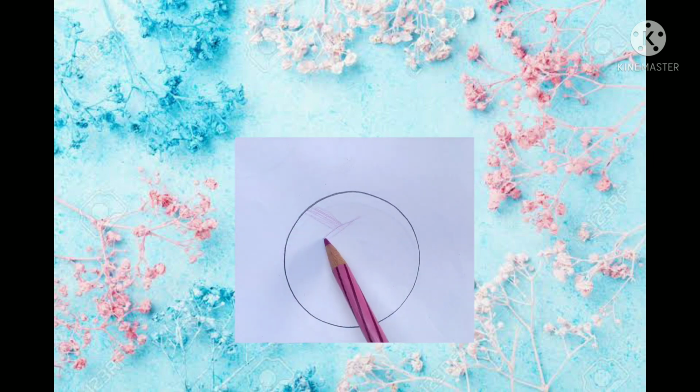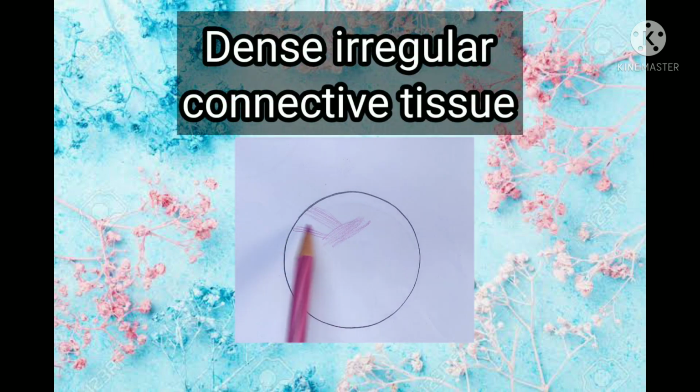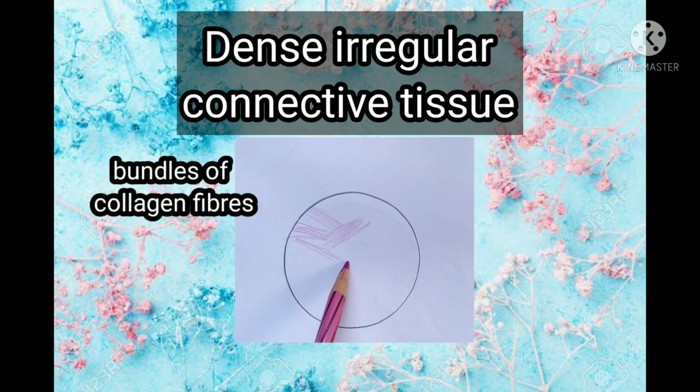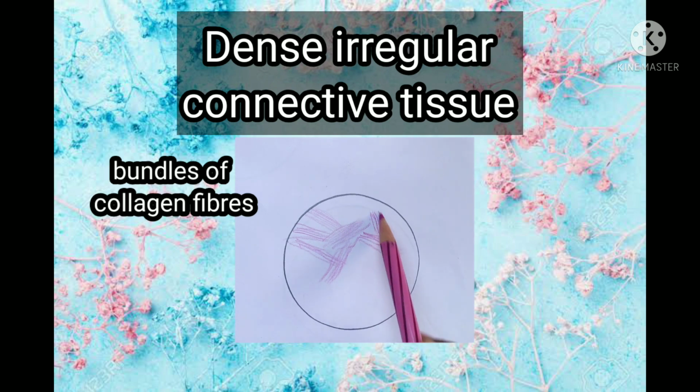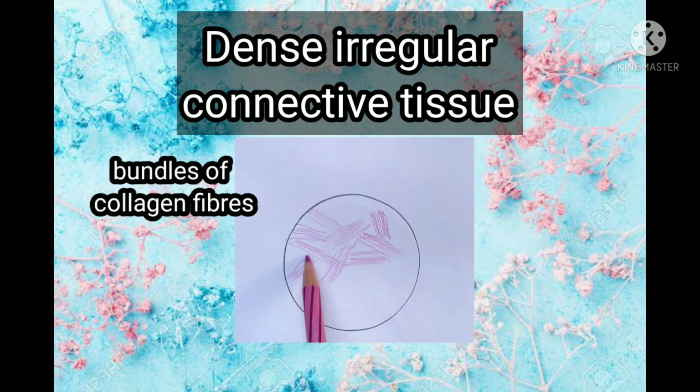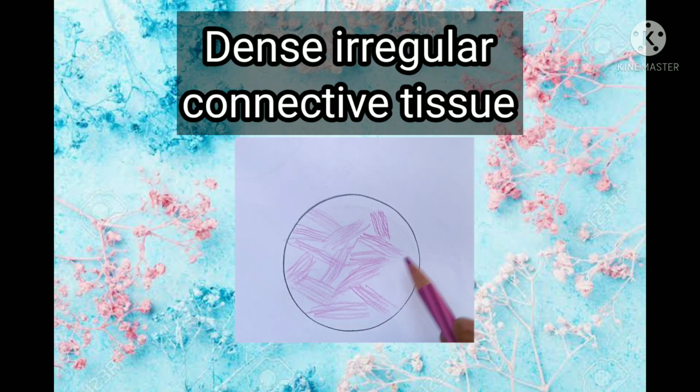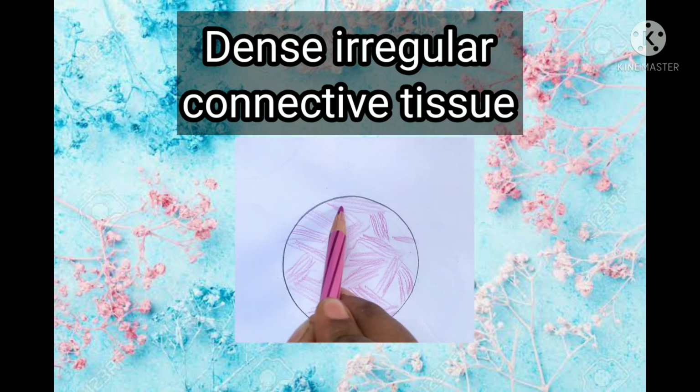Coming to the dense irregular connective tissue, here we have bundles of collagen fibers which are arranged in all directions. It is present in the dermis of the skin. You can draw the bundles of collagen in all directions. Don't forget to put the nucleus of the fibroblast. And also you have to put small blood capillaries in it.